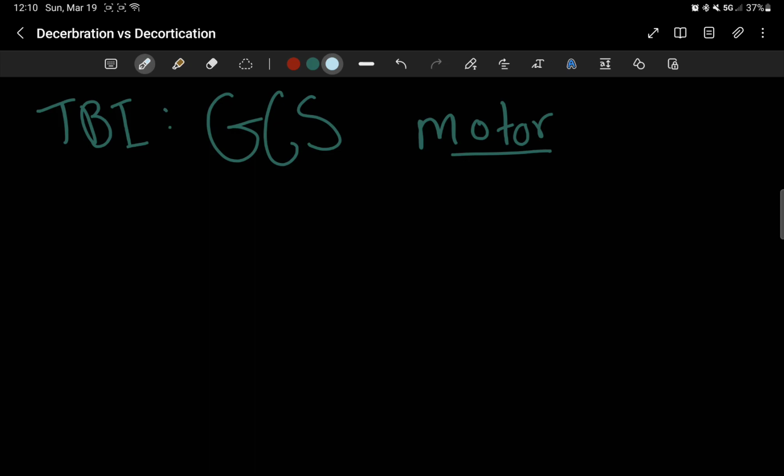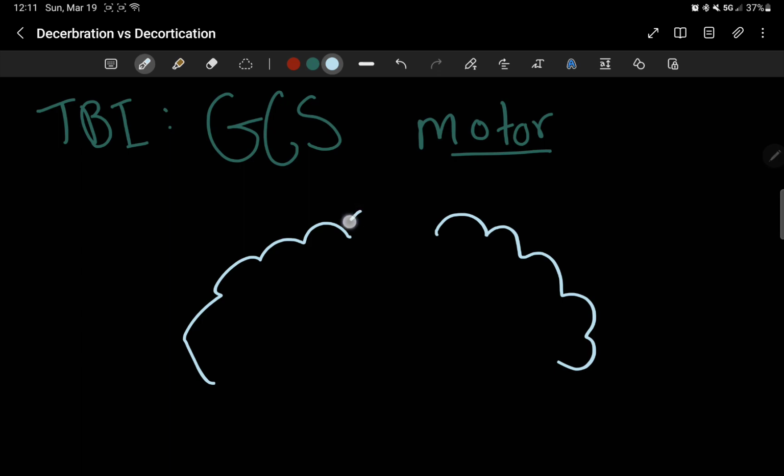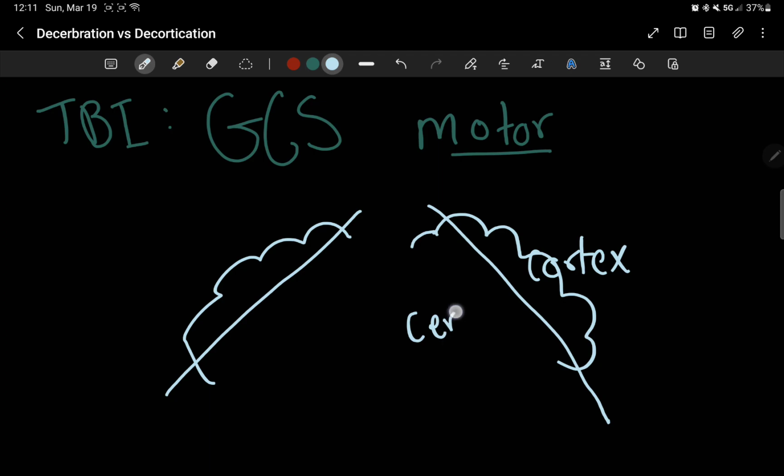Basically, decortication or decerebration, you'll at times hear described as flexor posturing or extensor posturing, and we'll talk about that in more detail. I want to explain how to differentiate them. So here's your brain, and to simplify things, this is your brain cortex on top, the cerebrum, cortex and cerebrum.